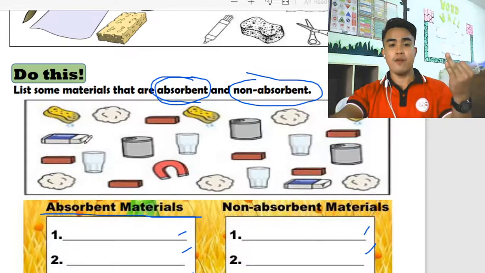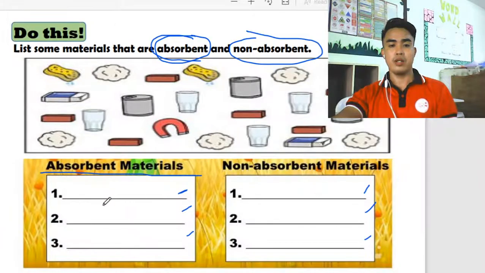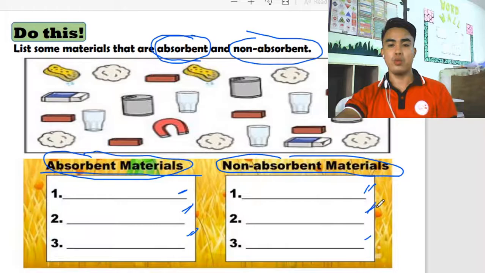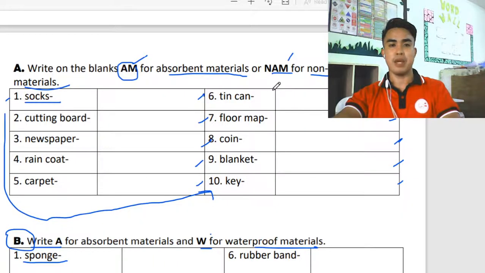So, let's try to find it here. You have to find a list of materials, at least 3, and then write it here, number 1, 2, and 3. They are absorbent materials. And also try to find out the non-absorbent materials, at least 3 as well. 1, 2, and 3. Okay. So after that, let's proceed to the next page.